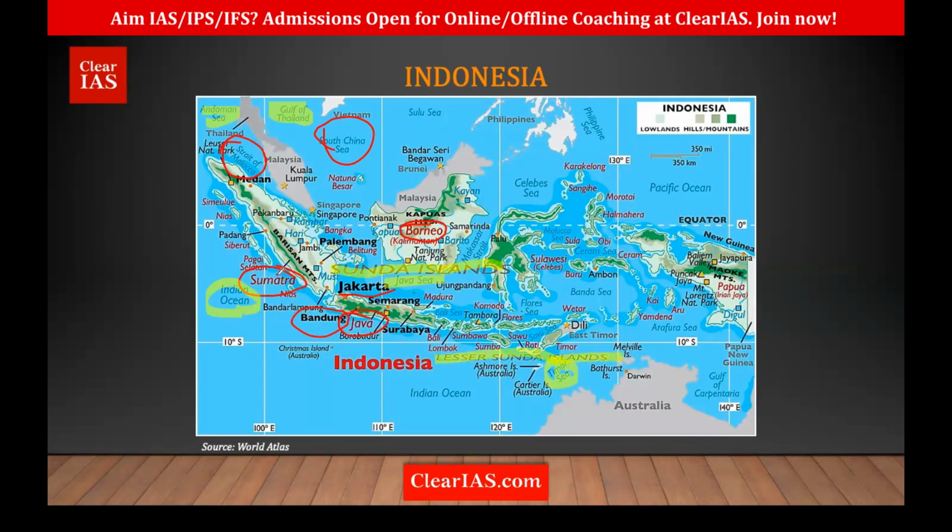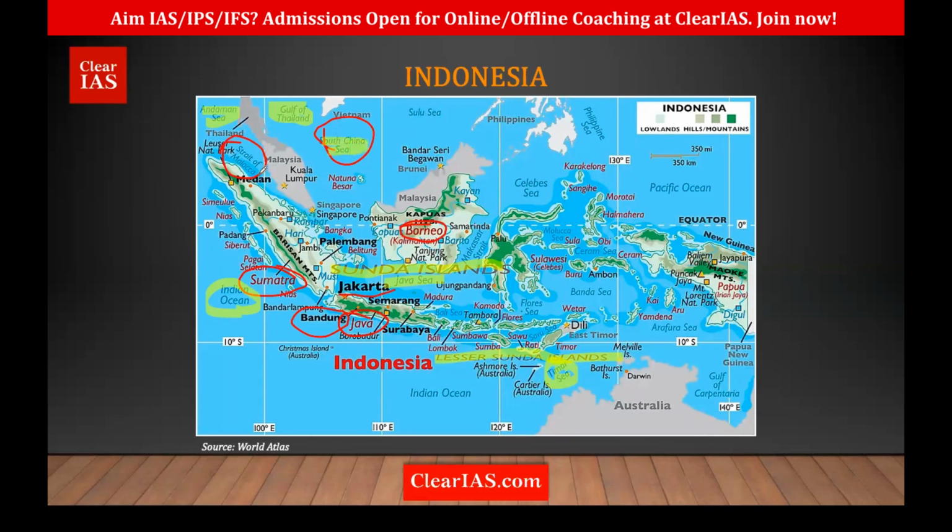So we have Sumatra here, the Java group of islands and the Borneo group: Sumatra, Java, and Borneo. This is the Sunda Island group, and this is the Lesser Sunda Island group. Between Java and Borneo, we have the Java Sea. Here we have the South China Sea.